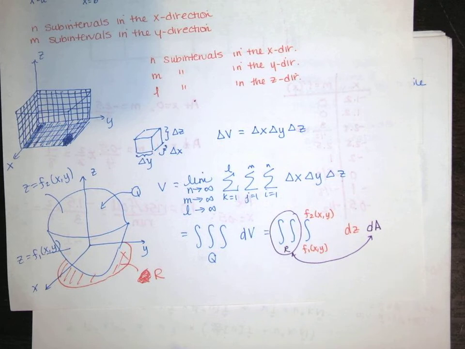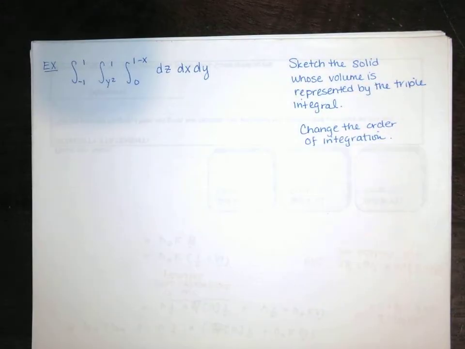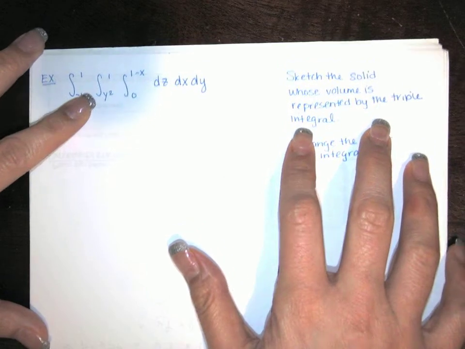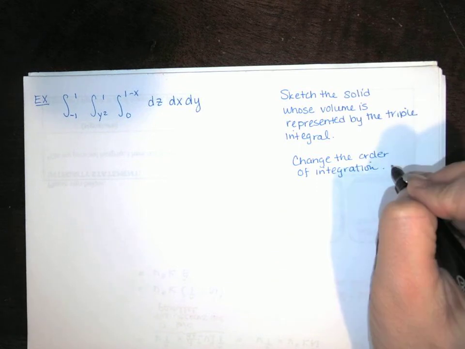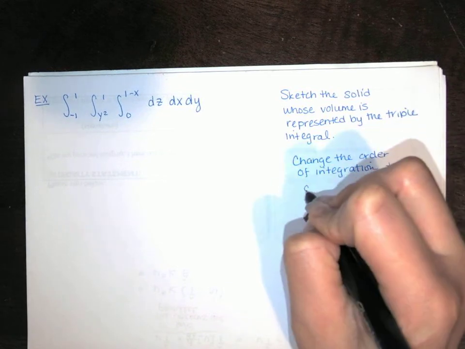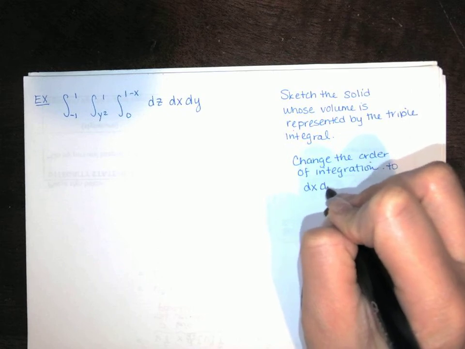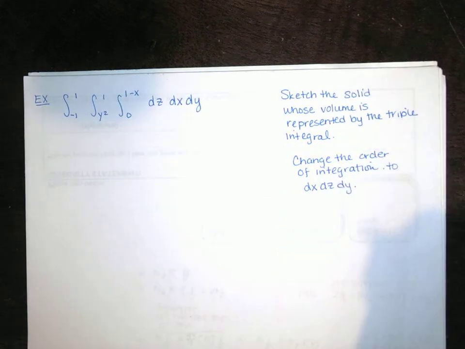So we'll practice changing the order of integration. And sometimes that's actually necessary to evaluate the integral. Not integrals for volume, but integrals of other functions. So let's sketch this solid whose volume is represented by the triple integral. We'll do the best we can. It's difficult to draw. And then we'll think about changing the order of integration. And we are asked to change it to a particular order. We're asked to change it to dx, dz, dy.